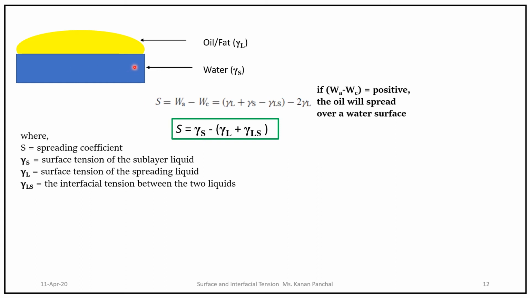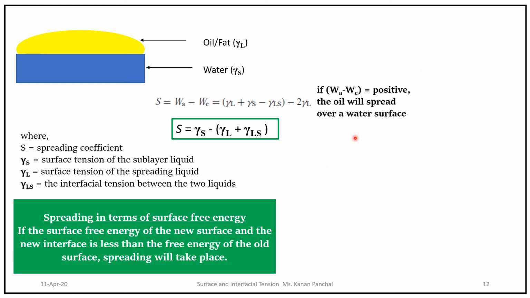where gamma S is the surface tension of the sublayer liquid, here water. It can also be a solid substrate. Gamma L is the surface tension of the spreading liquid, and gamma LS is the interfacial tension between these two liquids. Now, if this value, that is WA minus WC, is positive, then the oil will spread over the water surface. Spreading is also given in terms of surface free energy, where if the free energy of the old surface is greater than that of the new interfaces and surface formed, then spreading will take place.